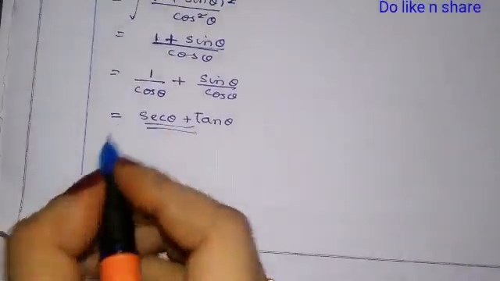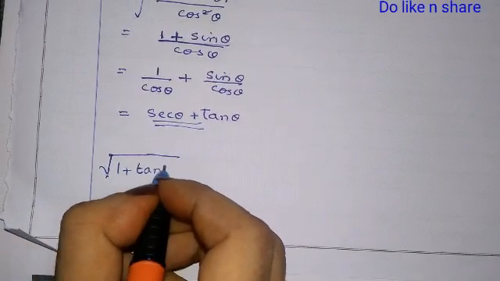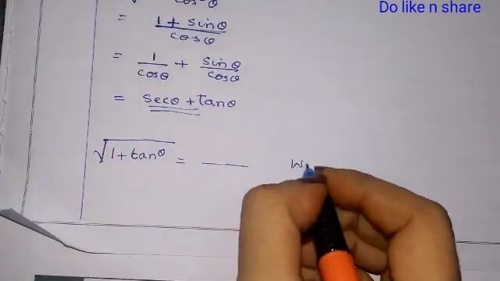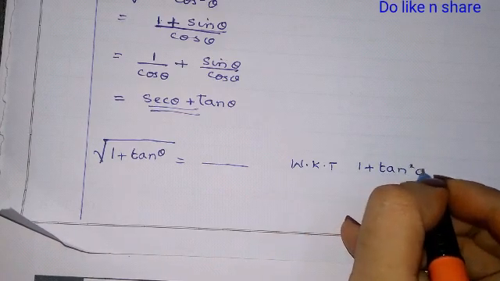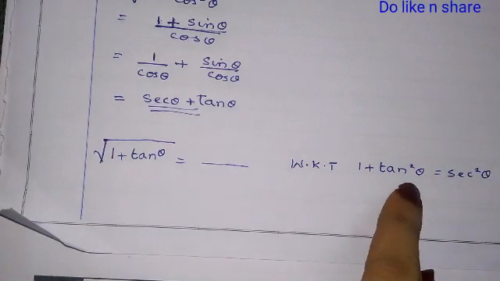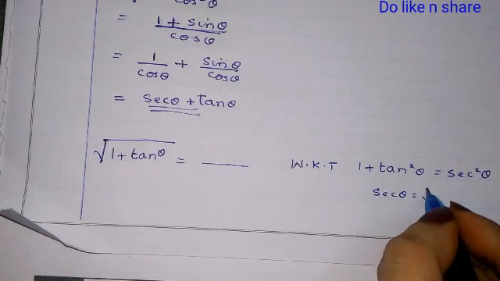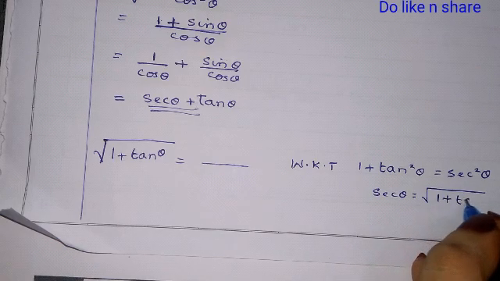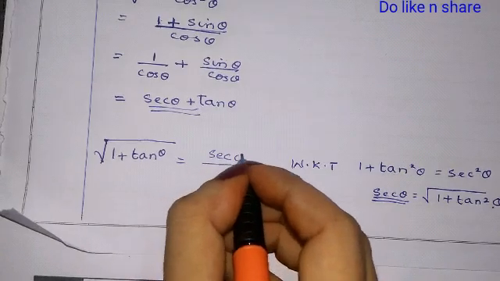Okay, we all know that here they have asked: 1 plus tan square theta is dash. Now in identities we know that 1 plus tan square theta is sec square theta. This is from the identity we know. So if we remove the square, sec theta is equal to root of 1 plus tan square theta. So the answer is sec theta.